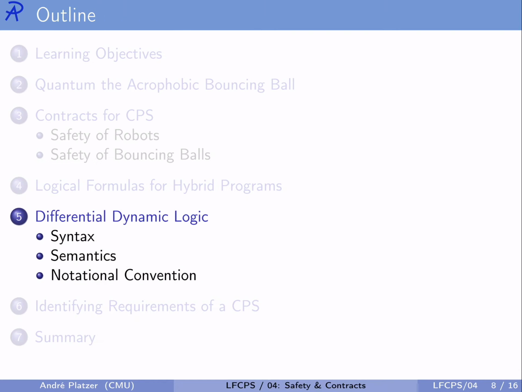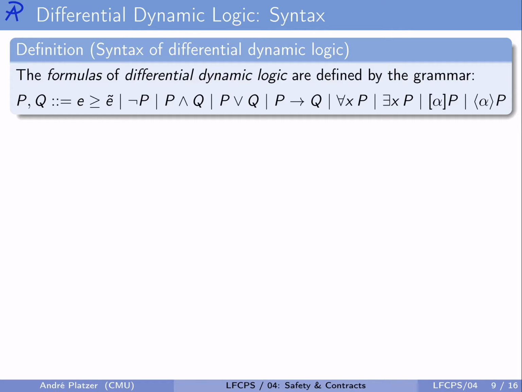Good. After these motivating examples, we can properly introduce the most fundamental concept of the entire textbook, differential dynamic logic, which is the logic of the behavior of hybrid systems, which we use both for specification and also for reasoning purposes for cyber-physical systems. First, the syntax.